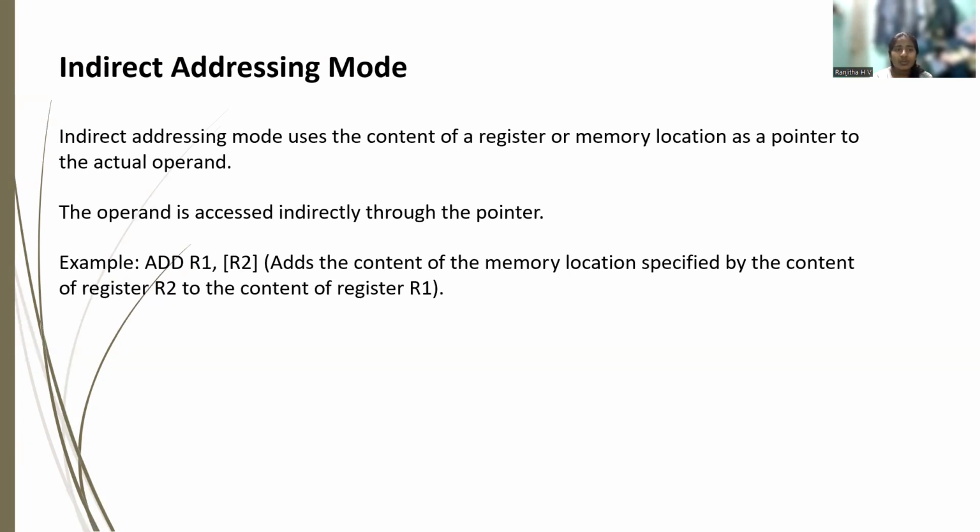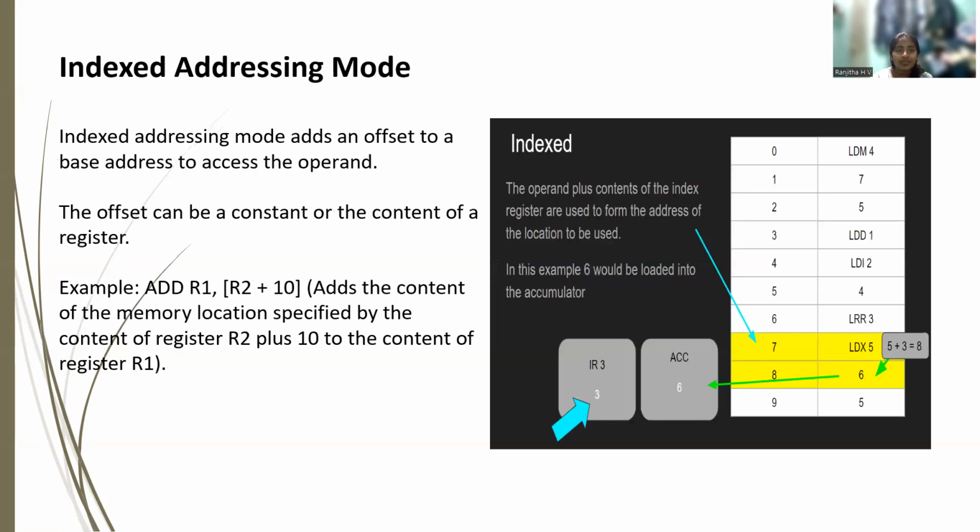Indirect addressing mode. What is meant by this indirect addressing mode? The indirect addressing mode uses the content of a register or a memory location as a pointer to the actual operand. The operand is accessed indirectly through the pointer. Example, ADD R1, (R2) adds the content of the memory location specified by the content of register R2 to the content of register R1.